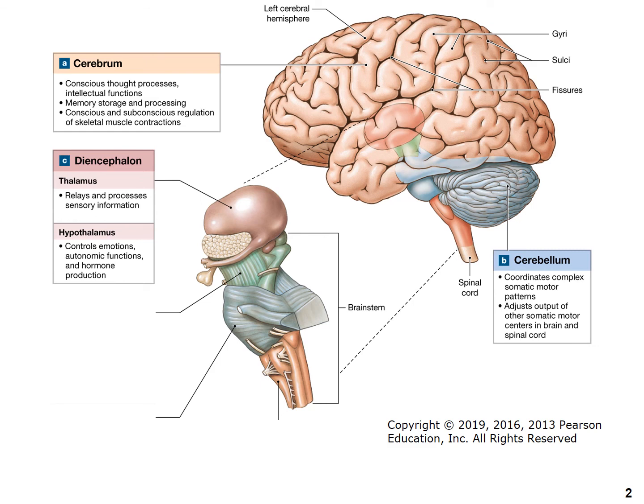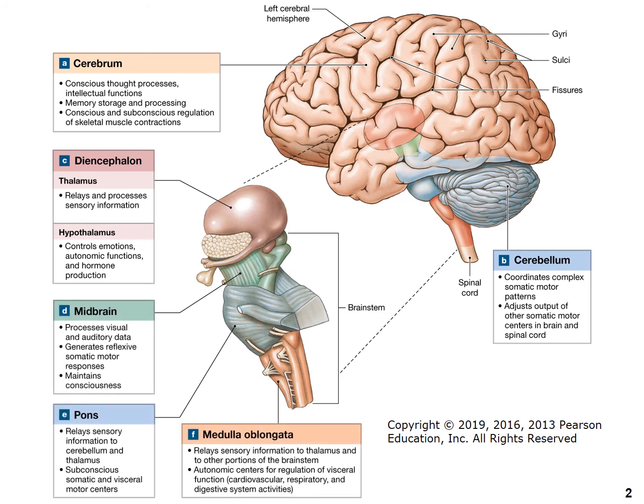This is the cerebellum. It coordinates complex motor patterns. This is somatic motor patterns, and what it means by that, this is skeletal muscle, voluntary muscle. And so your cerebrum basically initiates movement, but it's your cerebellum that actually fine-tunes it. It says that it adjusts the output of other somatic motor centers in the brain and spinal cord. So basically the cerebellum is sort of a coordination center that makes sure that your movements are smooth and coordinated.